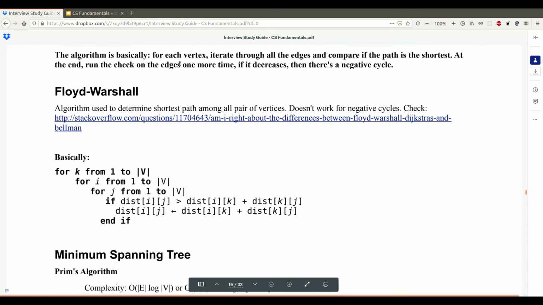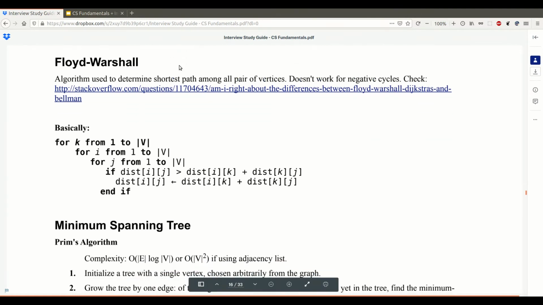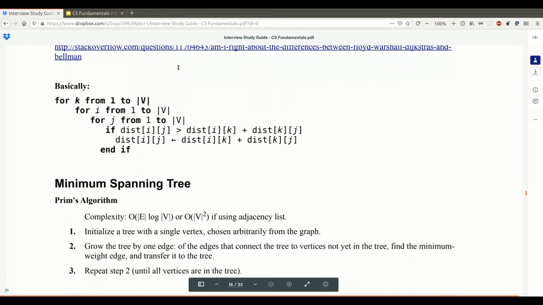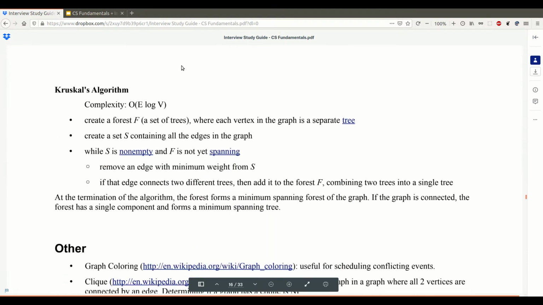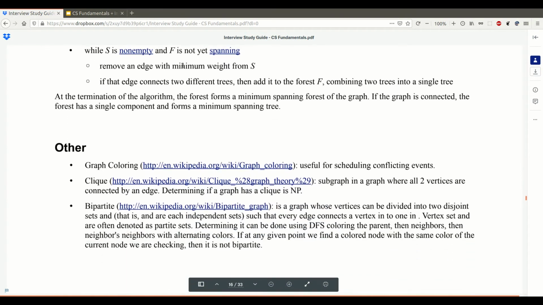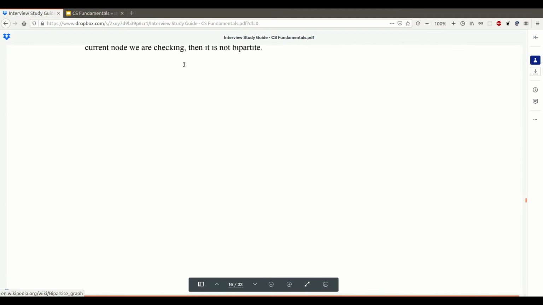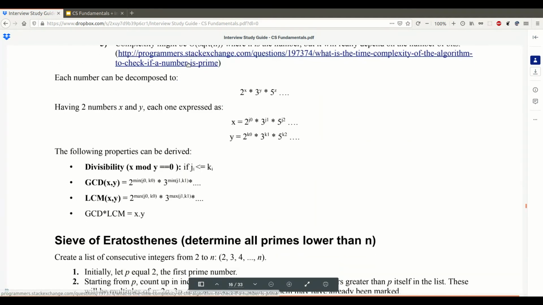We also have the Floyd-Warshall algorithm that is used to determine the shortest path among all pairs of vertices in a graph. And here you can see also the algorithm to implement it. And of course, we also have minimum spanning trees like Prim's algorithm or Kruskal's algorithm that you can check directly in the guide. Of course, there are an infinite number of algorithms, but these are some of the most important ones that are very useful for a technical interview.